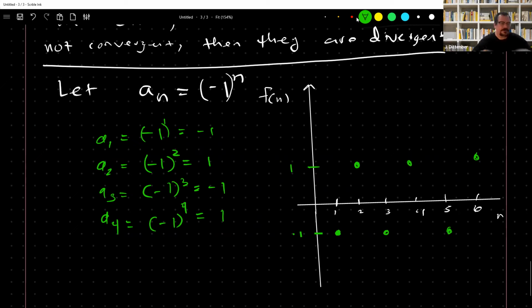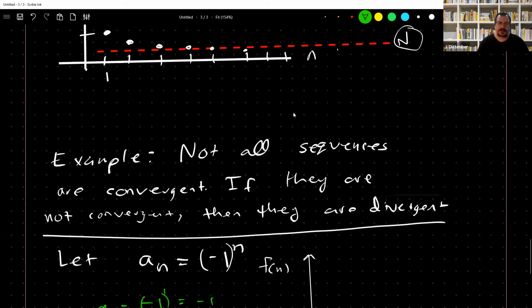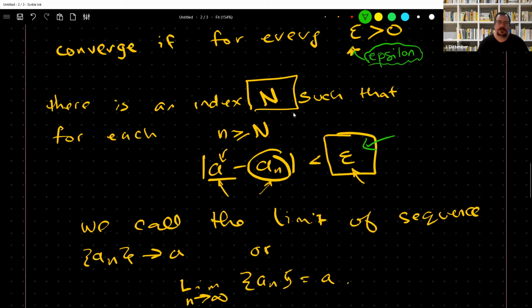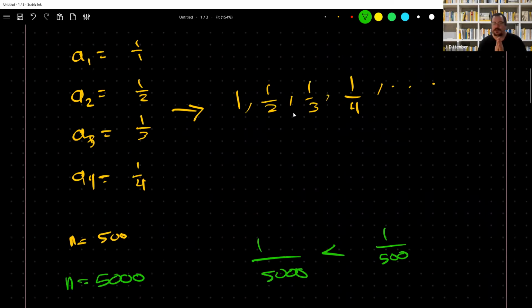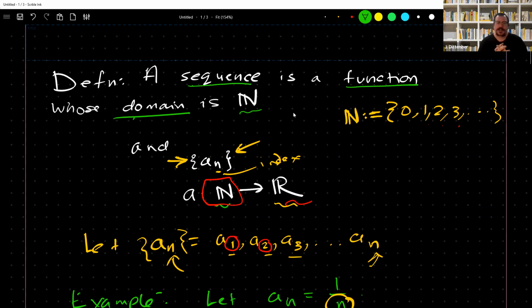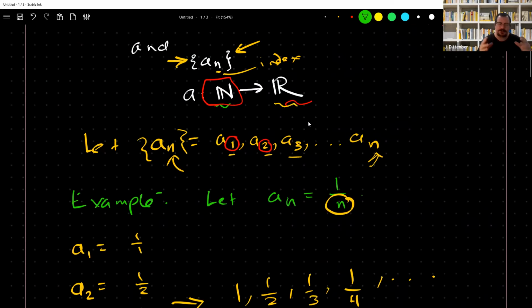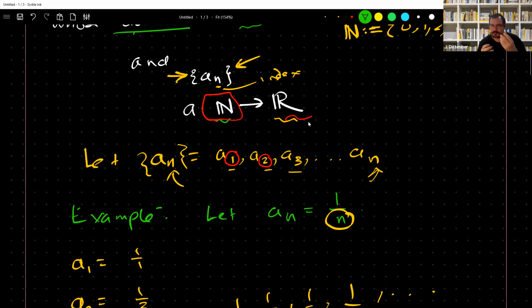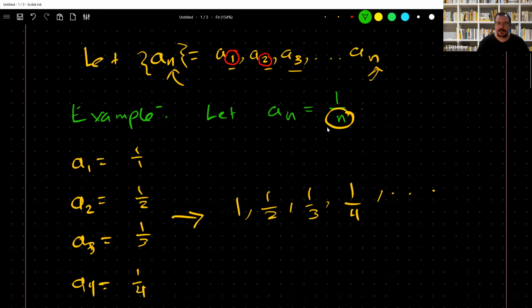All right, so that's it for today. So what did we talk about today? We just talked about sequences. We used a mathematical definition of a sequence, which is that it's a function whose domain is the natural numbers and whose codomain is the real numbers. But what does that mean in layman's terms? It means that we're just labeling the items in our list. So these numbers, we're labeling them with natural numbers.